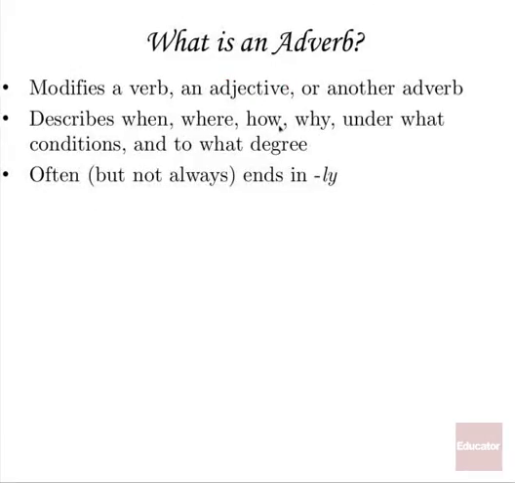So, to begin with, what is an adverb? Well, an adverb is what's called a modifier. It changes a word that it modifies. In this case, it modifies a verb, an adjective, or another adverb. Now, an adverb very often describes when, where, how, why, under what conditions, and to what degree something is or happens. Adverbs often, but not always, end in the suffix ly. Let's look at some examples.